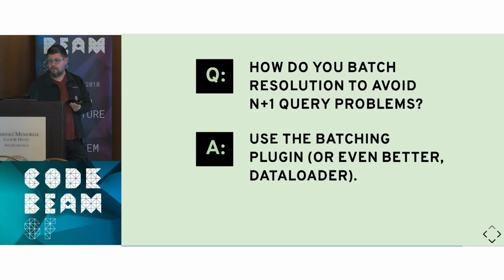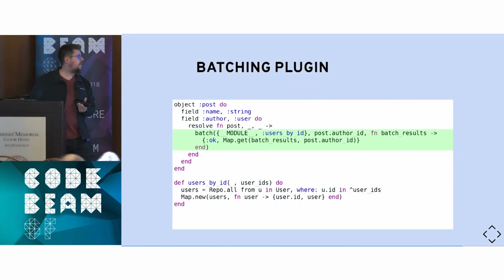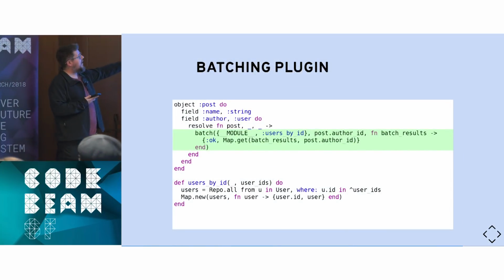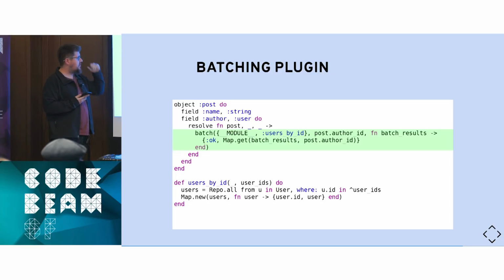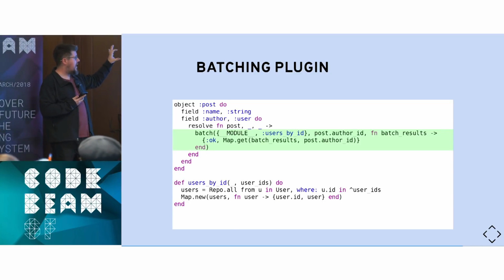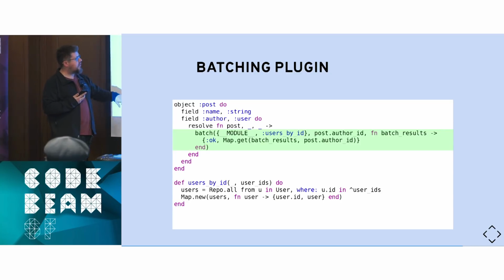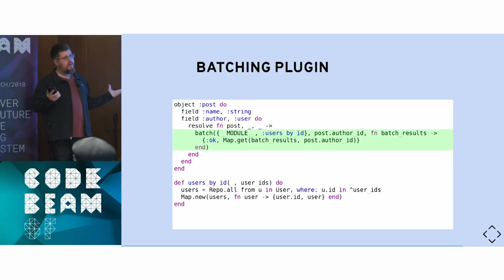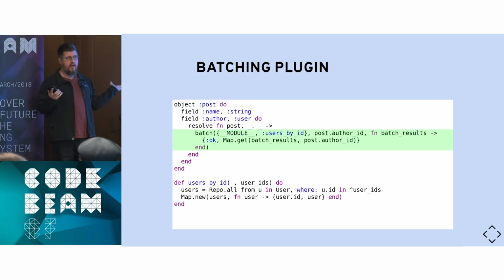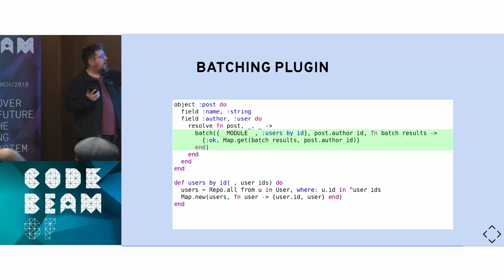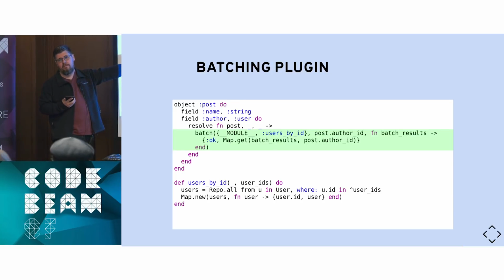We have the n+1 query problem. If you've got n+1 query problems, which everybody does if they've got an appreciably complex schema, you can use the batching plugin. So in your resolver for that, this lets you say, I want a batch resolution of all of the users by ID. This is the function that you're going to call. And then when you're done, this only happens once at the very end. When I get the results back, this is how I get that author out.